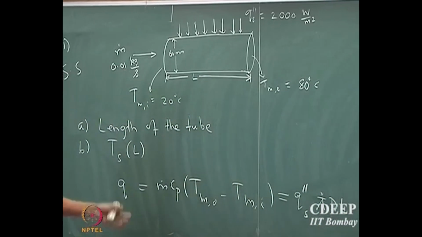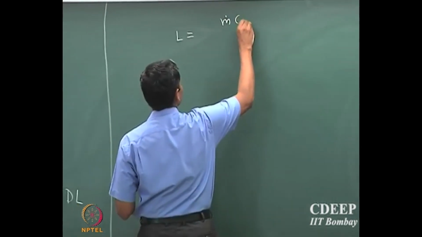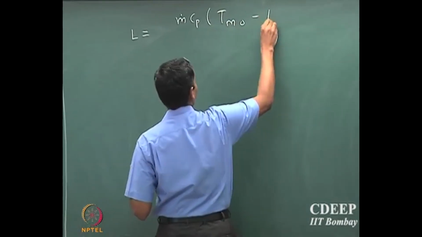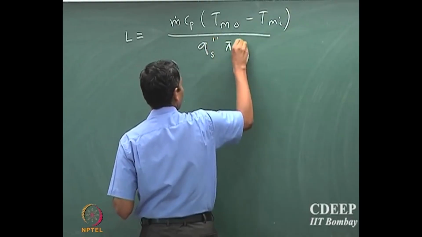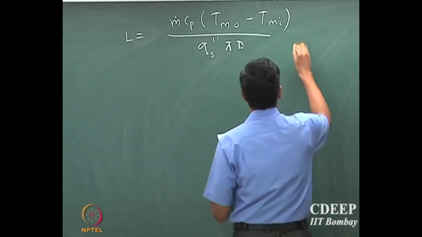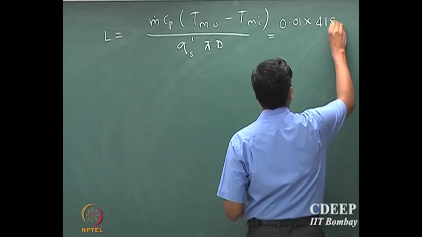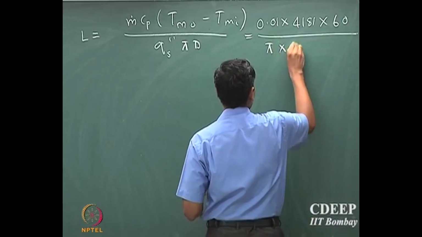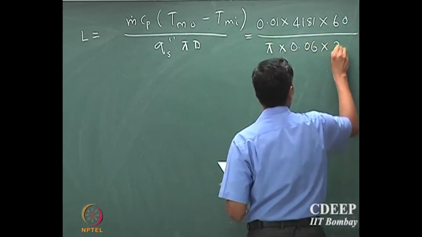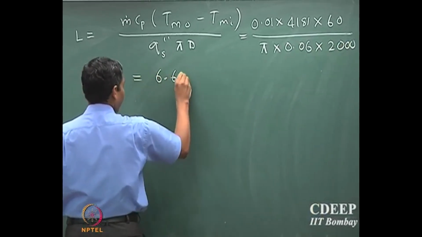So, we have all the information. M dot Cp is given. So, I can put the numbers here. So, the length will be m dot Cp into Tmo minus Tmi divided by pi into d into Qs prime, and that will be 0.01 into 4181 into 60 divided by pi into 0.06 into 2000. So, that turns out to be 6.65 meters.